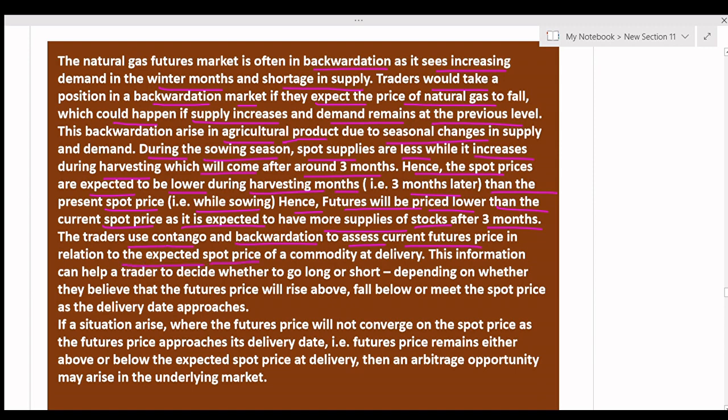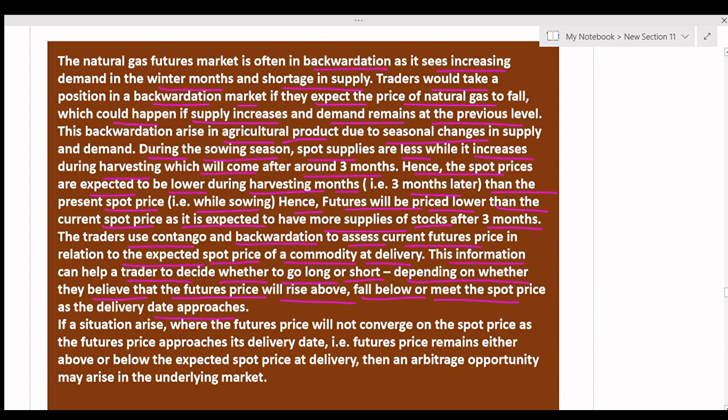The traders use Contango and backwardation to assess the current future price in relation to the expected spot price of a commodity at delivery. This information can help a trader to decide whether to go long or short, depending on whether they believe that the future price will rise above, fall below, or meet the spot price as the delivery date approaches.